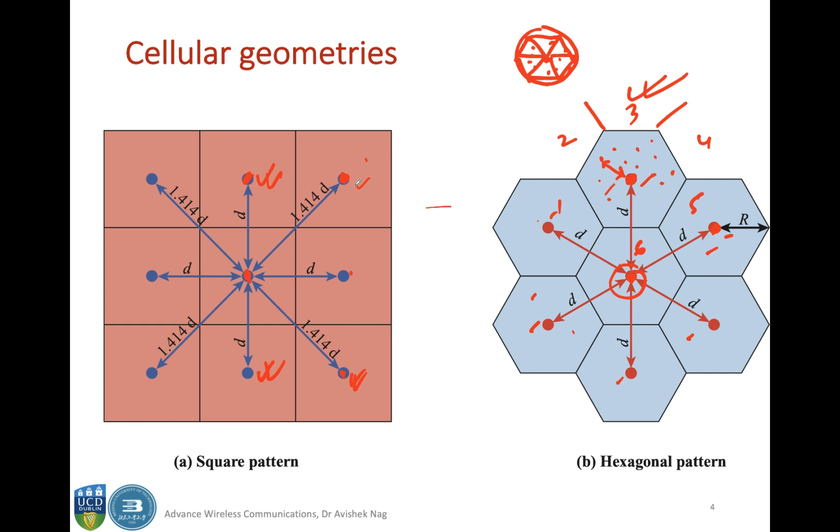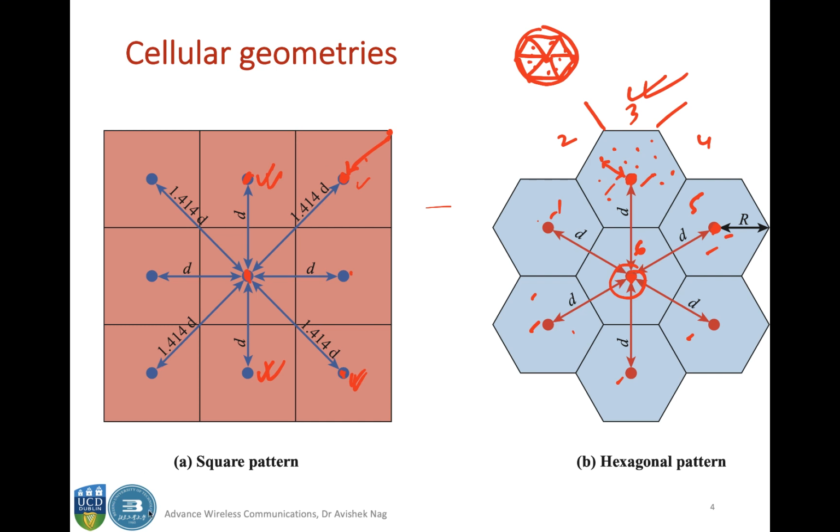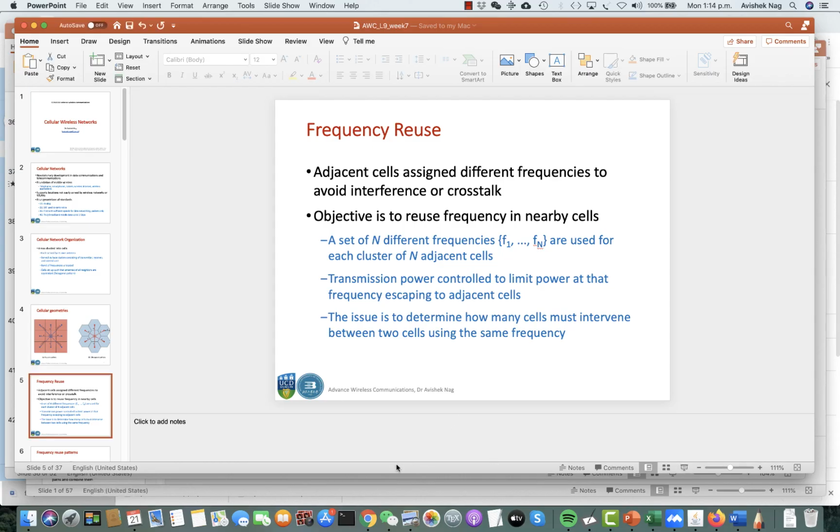But here in the circular geometry you can see that a user at the corner of the circle is at a higher distance than a user at the side. Okay, so this is a disadvantage as well. So for these several reasons, the hexagonal pattern is chosen. Okay, so now we will go through the frequency reuse concept.